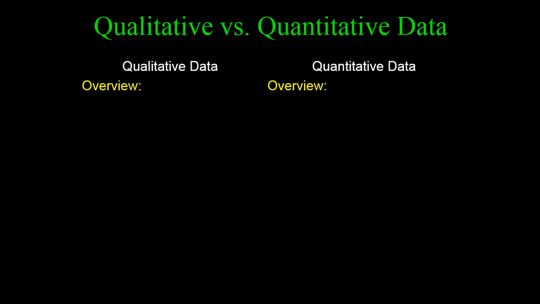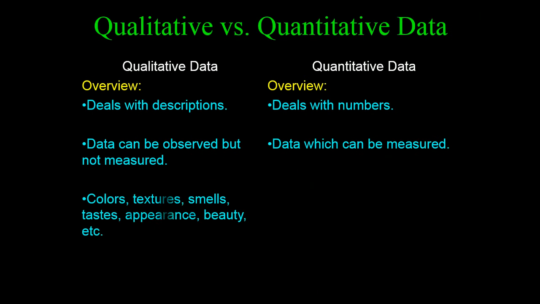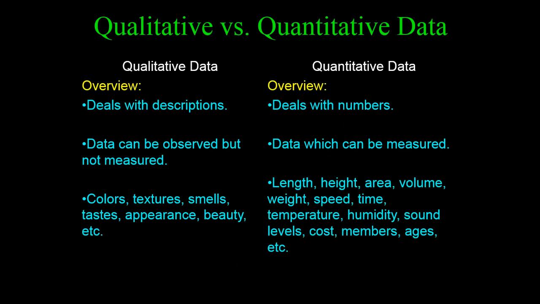Let's review these two types of observations again. Qualitative data deals with descriptions. Quantitative deals with numbers. Qualitative data can be observed but not really measured. Quantitative data can be measured. Qualitative data involves colors, textures, smells, taste, appearance, beauty, etc. Whereas quantitative data deals with length, height, area, volume, weight, speed, time, temperature, humidity, sound levels, cost, numbers, ages, etc. Qualitative refers to quality, whereas quantitative refers to quantity.